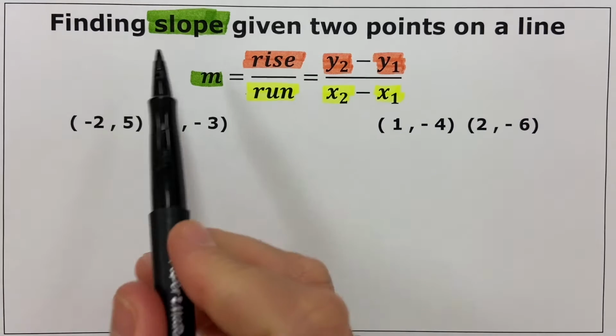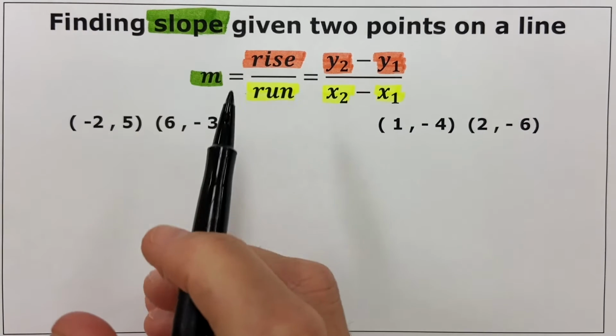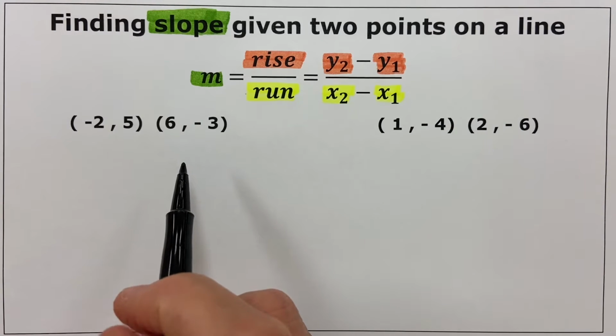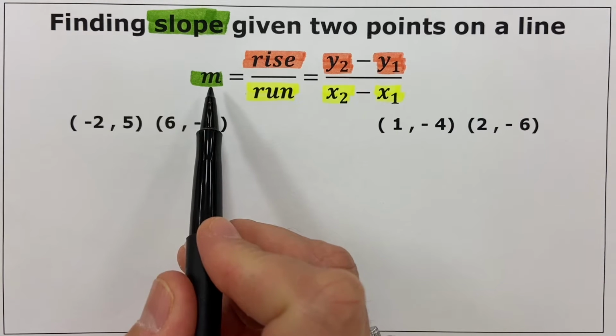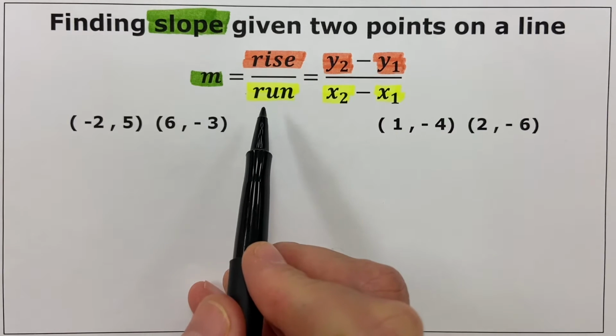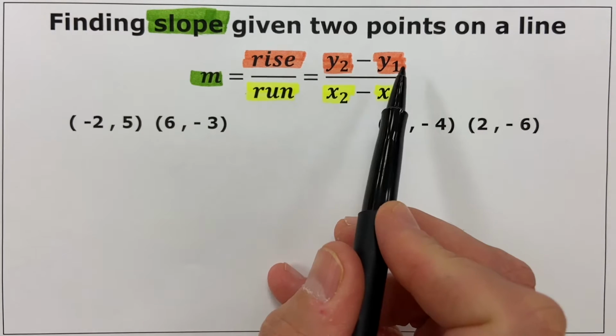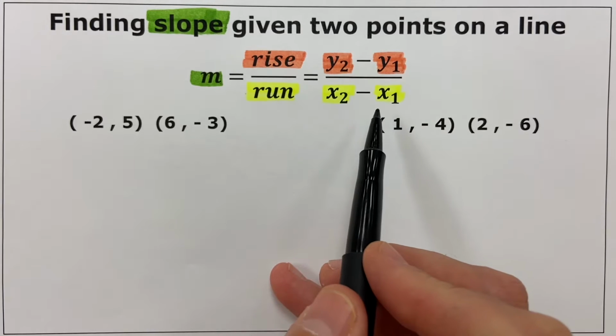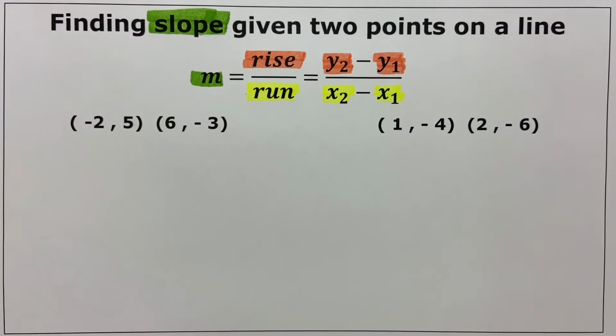In this video, we're going to find slope, and the variable that is often used to represent slope is the letter m. A definition for slope is rise over run, which is why we're going to subtract the y's over subtracting the x's.